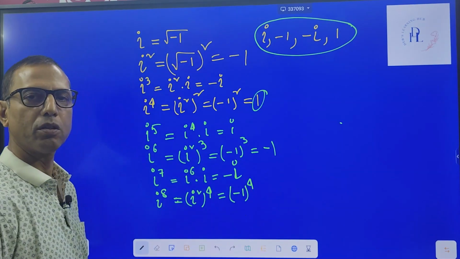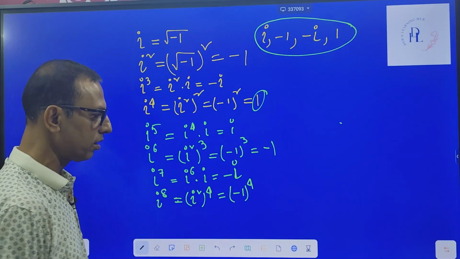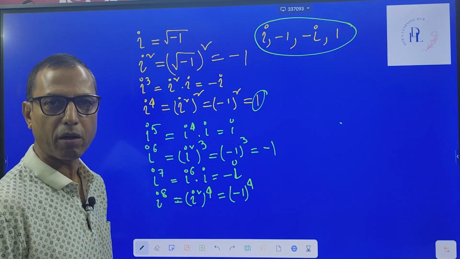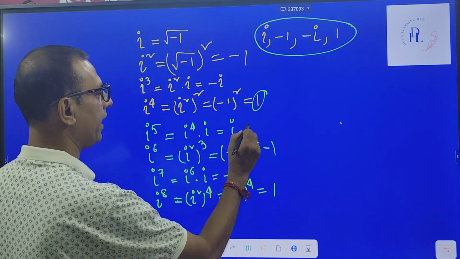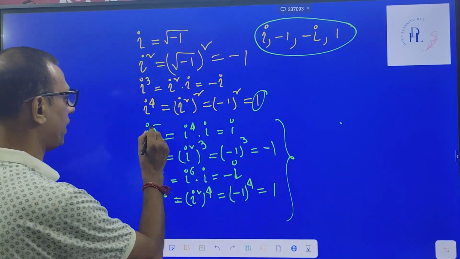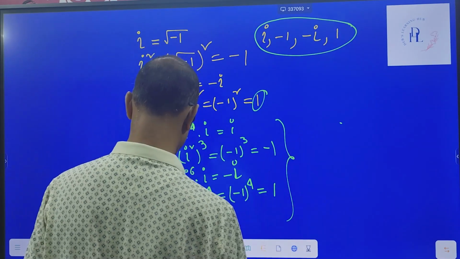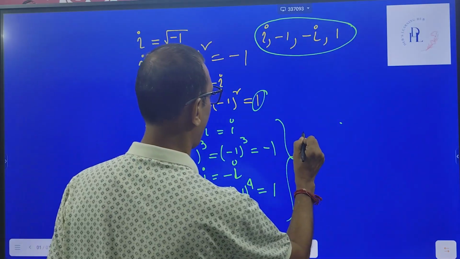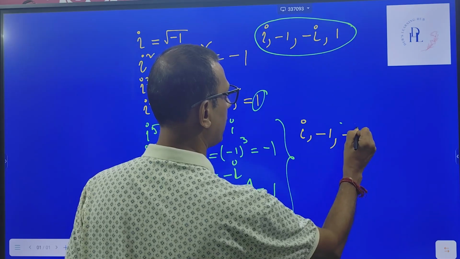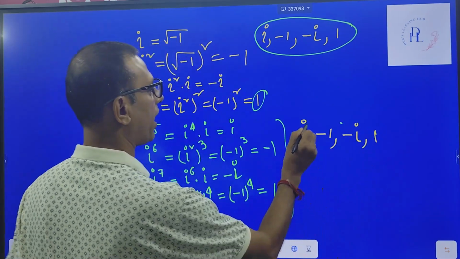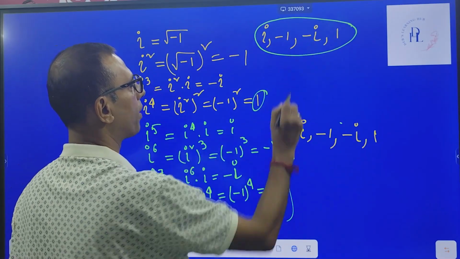If you multiply minus 1 an even number of times, then automatically it will be plus, and if you multiply an odd number of times, that will be minus. So minus 1 whole to the power 4 is equal to 1. So again you see from this, i to the power 5, 6, 7, 8, what is the nature of repetition? It is i, then minus 1, then minus i, then 1. Here also: i, minus 1, minus i, plus 1.